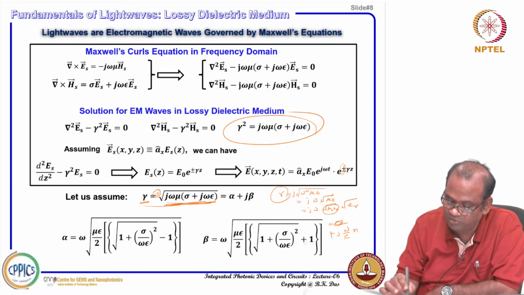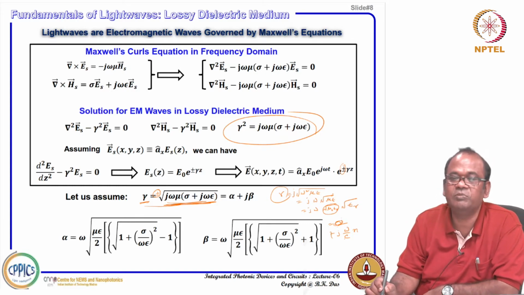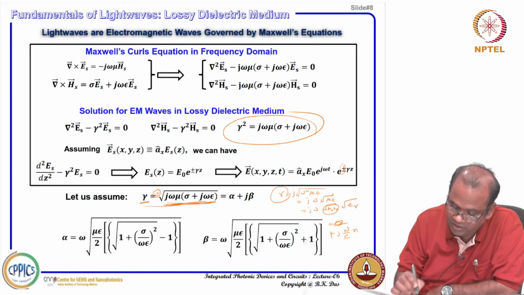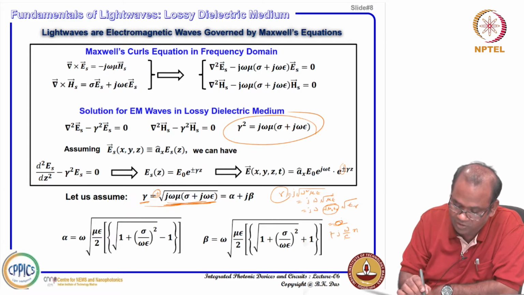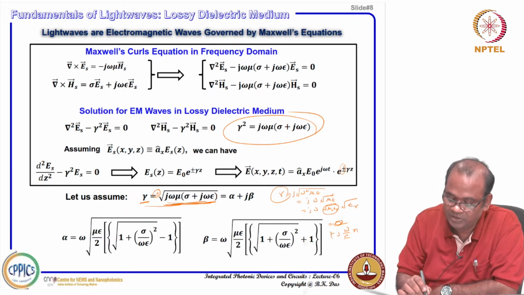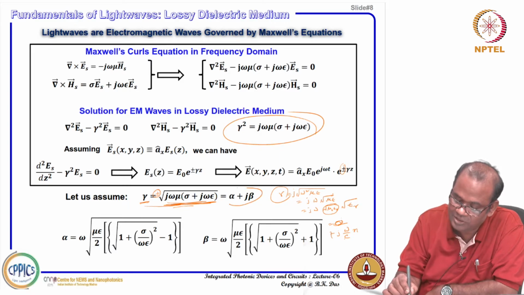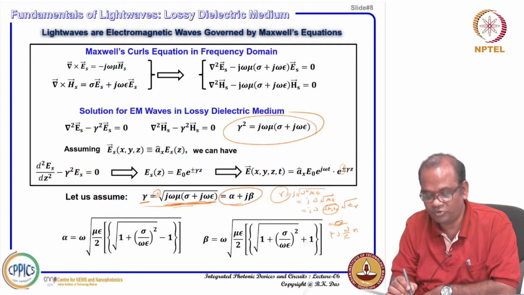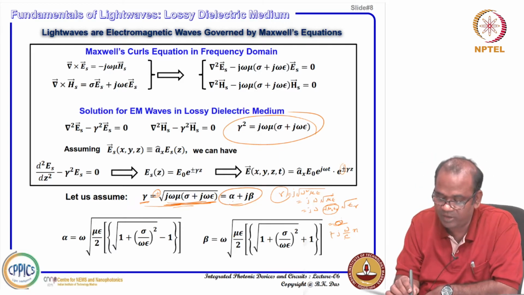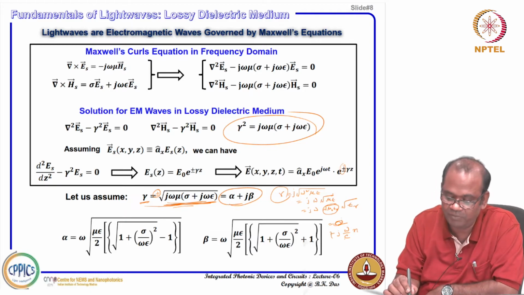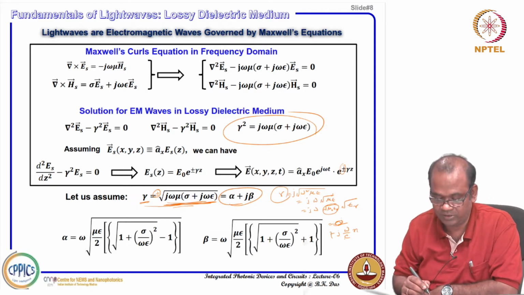So, once you put sigma equal to 0, it is like a homogeneous medium and free space, and you will get a similar type of solution. In this case, sigma is not equal to 0, that is why we have to deal with it. Since it is complex, if you take the square root, it will have a real part and an imaginary part. Alpha is the real part and beta is the imaginary part.